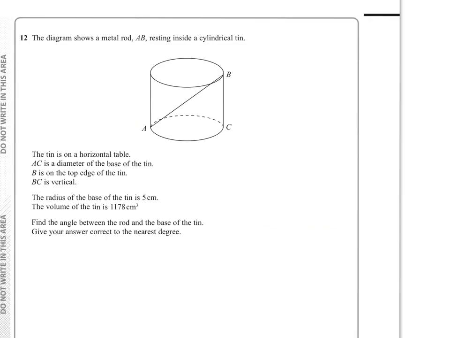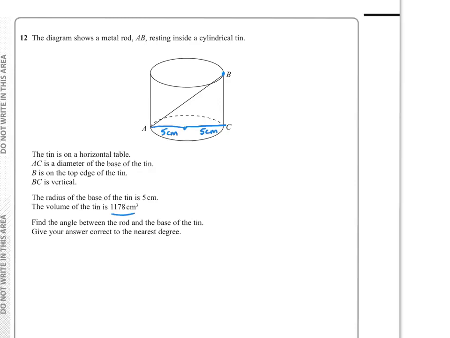Question 12. The diagram shows a metal rod AB, and it's resting inside a cylindrical tin. It says the tin is on a horizontal table. AC is the diameter of the base of the tin. B is on the top edge, that's important. And BC is vertical. Okay, so we've got the radius of the base of the tin is 5 centimetres. So 5 centimetres this way as well.